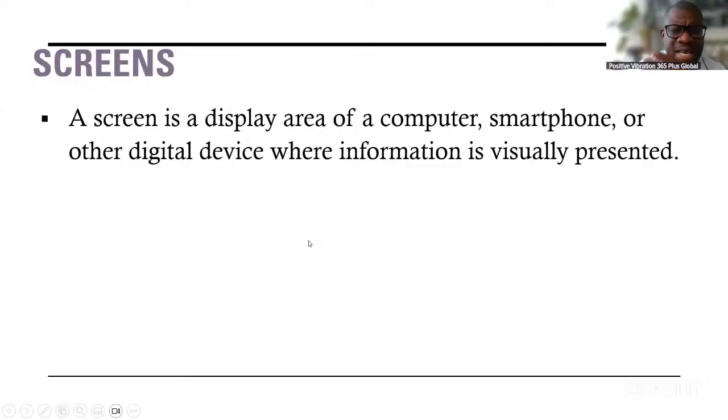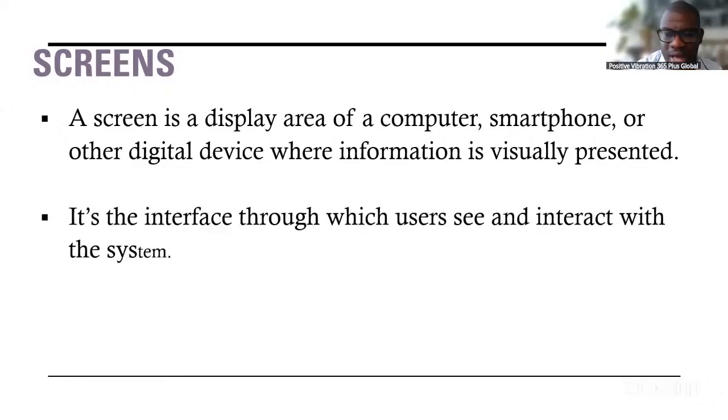It's good for you to have a nice definition of screen. A screen is a display area of a computer, a smartphone, or other device where information is visually presented. All right, nice compact definition, right? Whether that's on your calculator, it is that little area that allows for data to be shown. It is the interface through which users see and interact with the system.